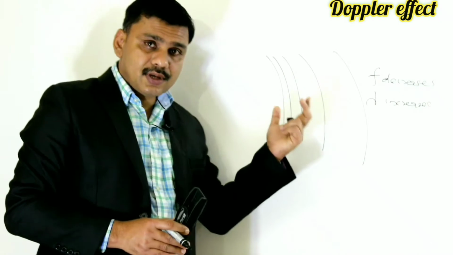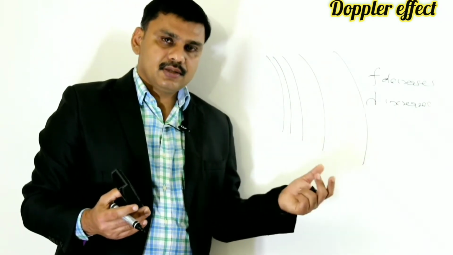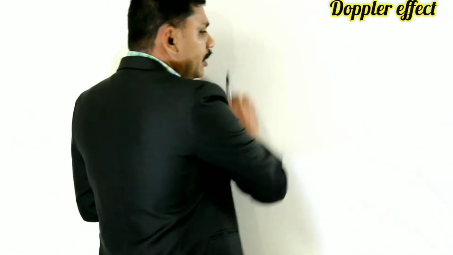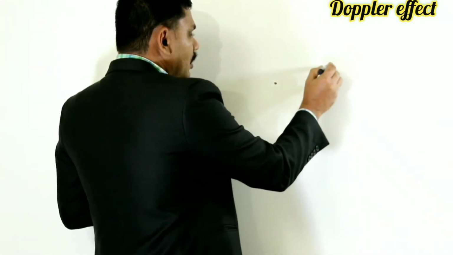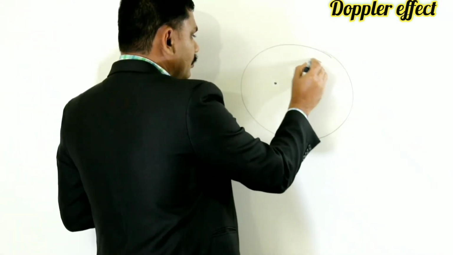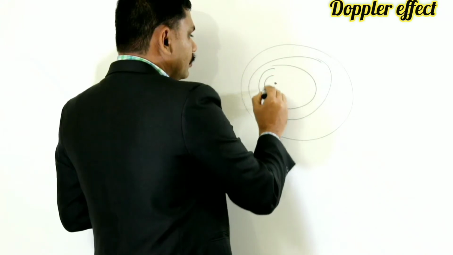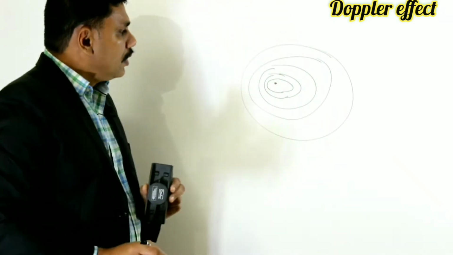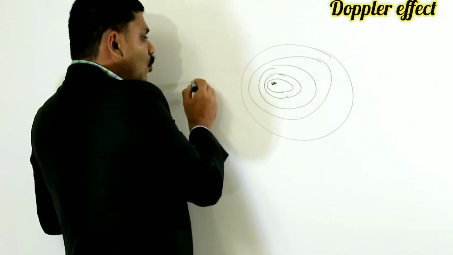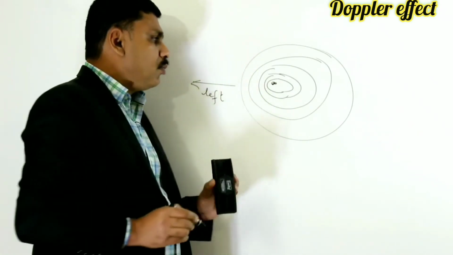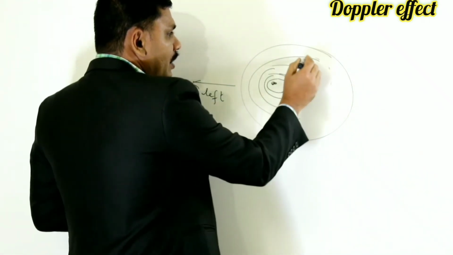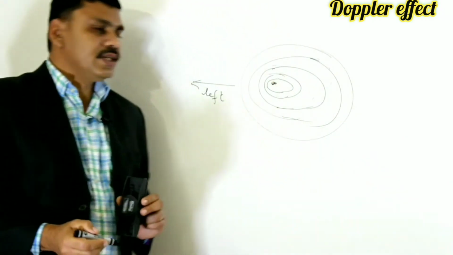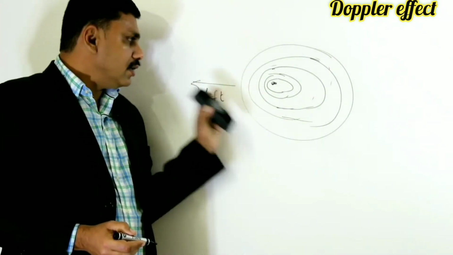So if a diagram comes like this in the question paper, you must interpret it or read it like this. So this is the implication of this diagram. If the diagram in some question papers is like this, this means the source of sound is moving towards the left side, and the frequency is increasing.